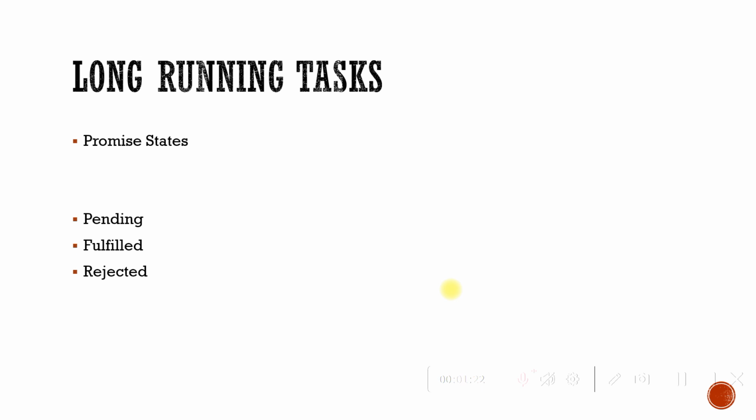There are three states of promises. Either the promise is pending, which means it is yet to run or it is running; fulfilled, which is successful completion of the promise; or rejected. The promise is rejected. We will see an example with the code.